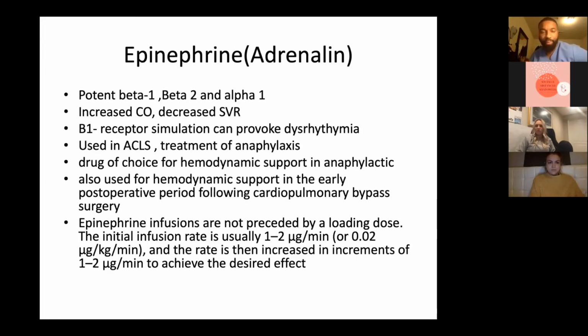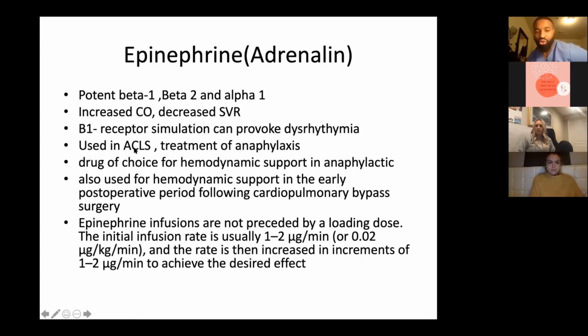And then we have epinephrine, which is a very potent beta 1, beta 2, and alpha 1. It helps increase cardiac output. You give it for increased cardiac output and decreased systemic vascular resistance. But the thing about the beta 1 receptors is they can provoke dysrhythmia. So you have to be very careful giving this because it is a very potent beta 1. If a patient is already at risk of arrhythmia, you don't want to give him epinephrine. The only time you give epinephrine, because of its strength, is when the patient is really, like, this is last resort pressure that you're trying to give.